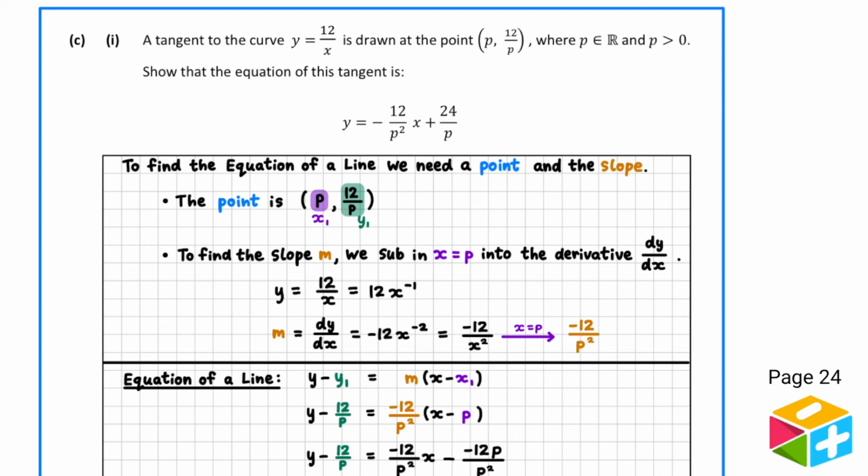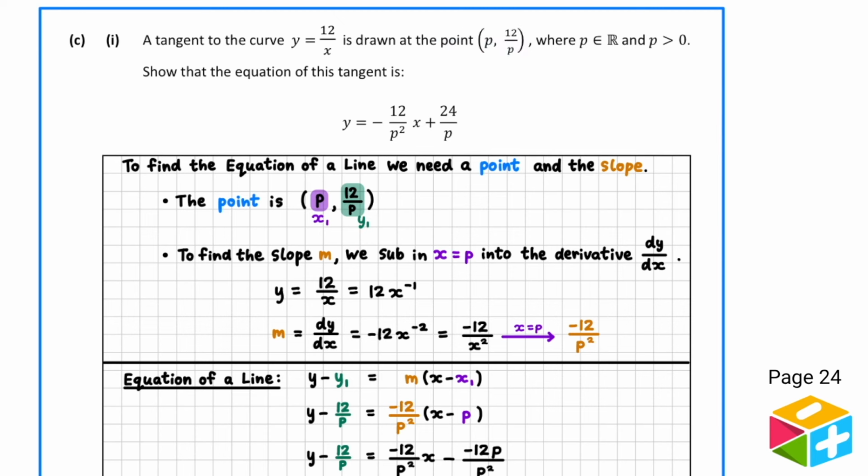If we look through the formula book, we'll find a result for the equation of a line. y minus y1 is equal to m times x minus x1. To use this formula, we need to know two things: a point on the line and the slope of the line. We are given the point directly. It's p, 12 over p. This gives us the x1 and the y1 values for the formula.